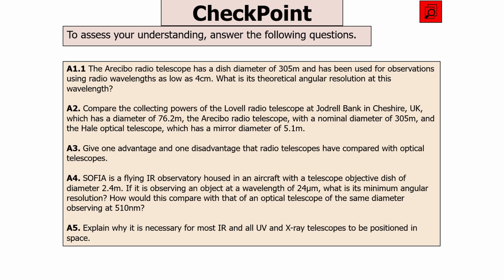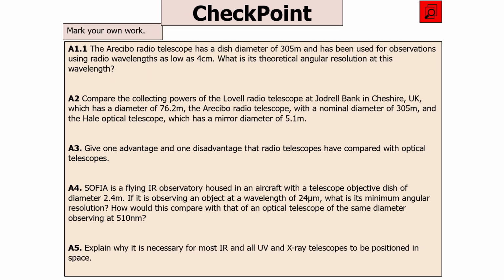Then SOFIA is a flying IR observatory housed in an aircraft with a telescope objective dish of 2.4 meters diameter. If this is observing an object at a wavelength of 24 micrometers, what is its minimum angular resolution? How would this compare with that of an optical telescope of the same diameter observing at 510 nanometers? And then why is it necessary for most IR and all UV and X-ray telescopes to be positioned in space? So pause the video now, then unpause the video when you want to go through your answer.